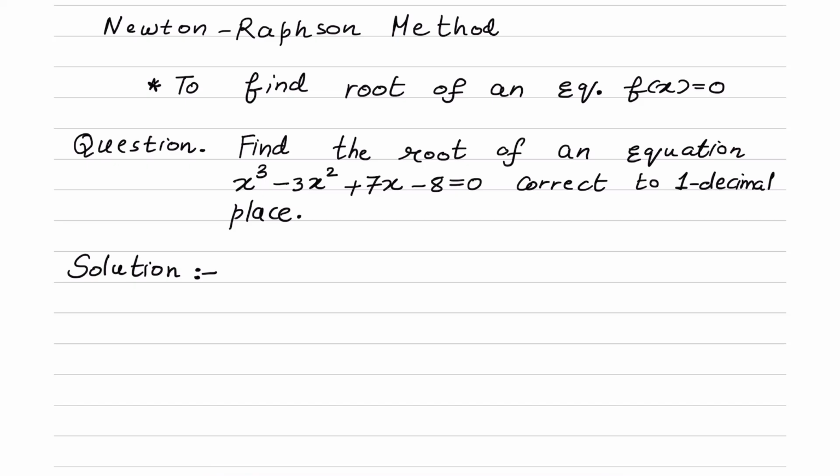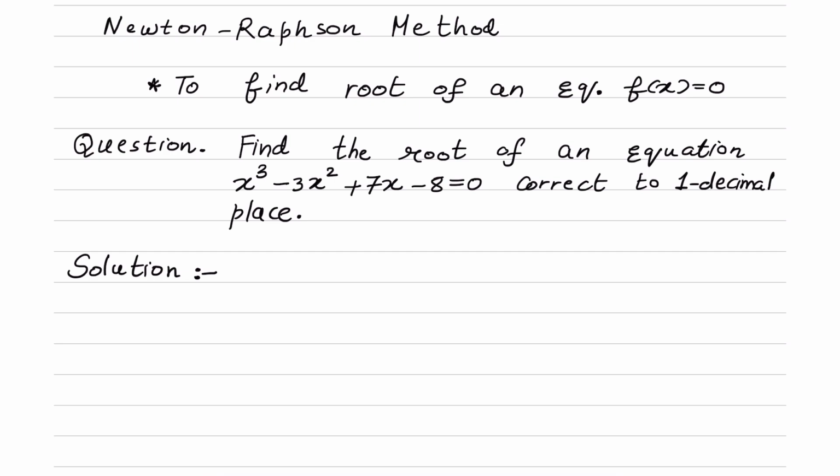So we have seen how to find the root of an equation by using the bisection method and by using the false position method. The false position method is also called the regula falsi method. Now in this video we are going to look at how to find the root of an equation by using the Newton-Raphson method, and we will try to understand this through this question.